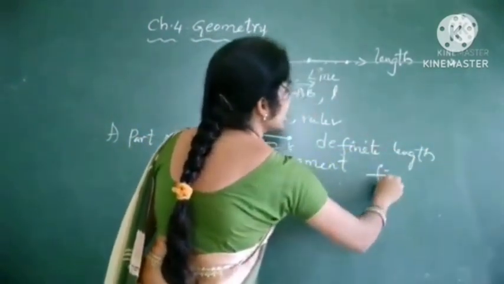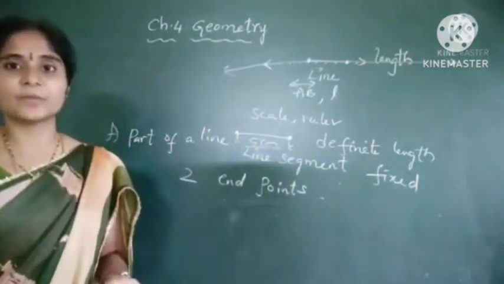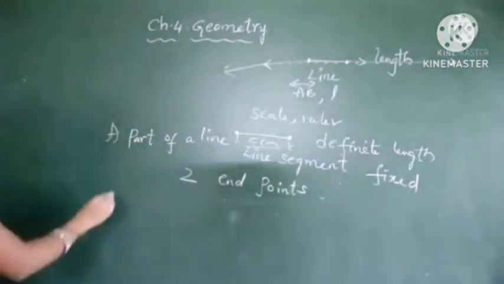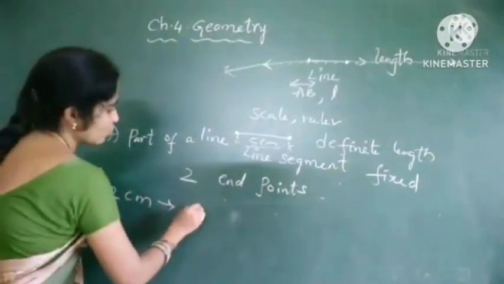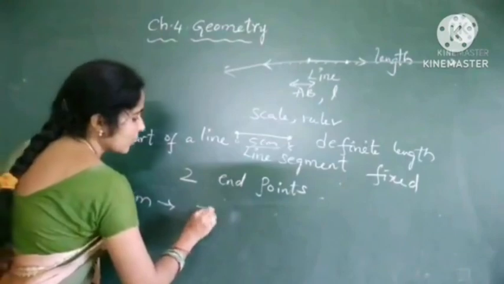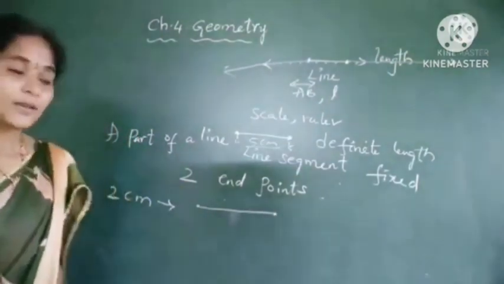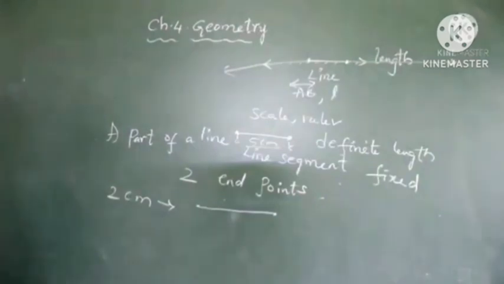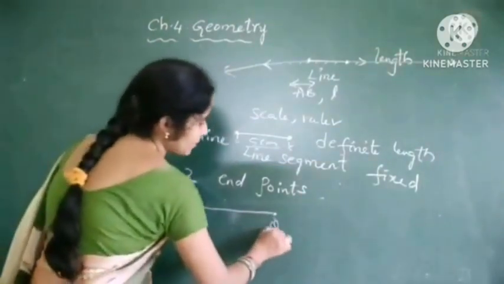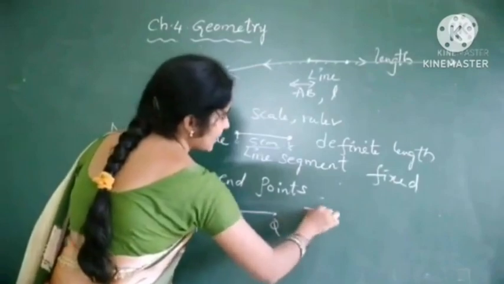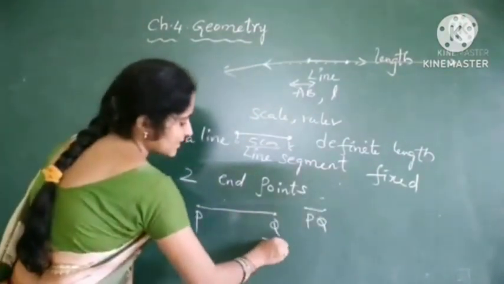It has fixed length. We can measure, and we can also draw line segments of given lengths. If I give 2 centimeters, draw the line segment using a ruler. You have to start at 0 and draw 2 centimeters using your ruler. Line segments can be represented using capital letters, like line segment PQ or line segment QR.